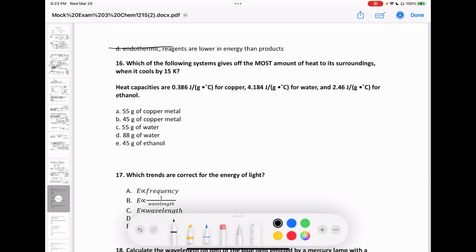Which of the following systems gives off the most amount of heat to its surroundings when it cools by 15 Kelvin? Yeah, this looks like it's asking which gives off the most amount of heat. This is a lot of work to do. Okay, so we're given heat capacities or specific heats. I guess no, these are heat capacities because they're for a certain amount.